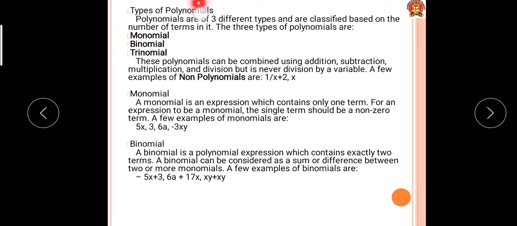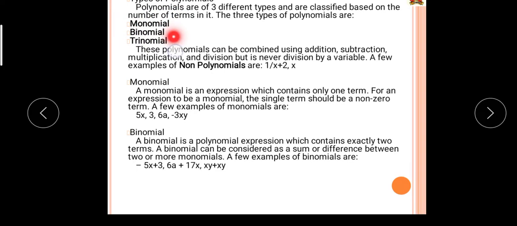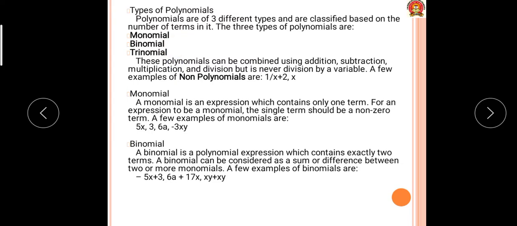So first, by the number of terms: monomial, binomial, trinomial. All of you know mono, bi, tri, tetra, penta, hexa. This we learned. Mono means 1, bi means 2 and tri means 3. So monomial: nomial means term, 1 term, 2 terms and 3 terms. The meaning is in the name only.